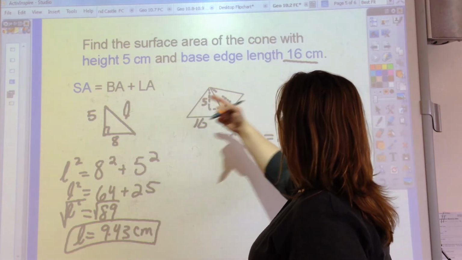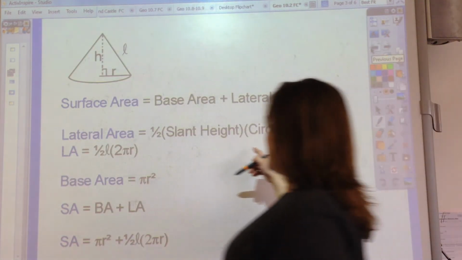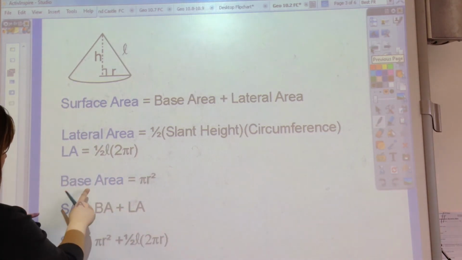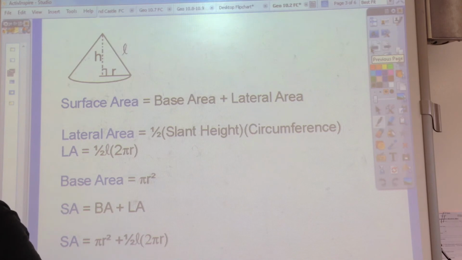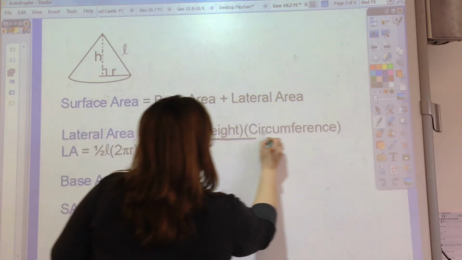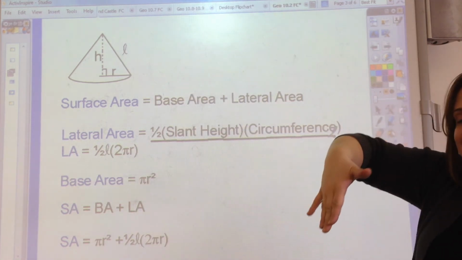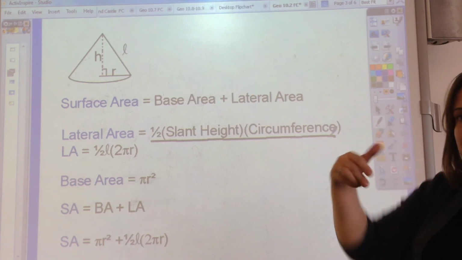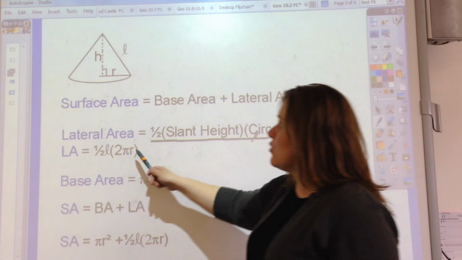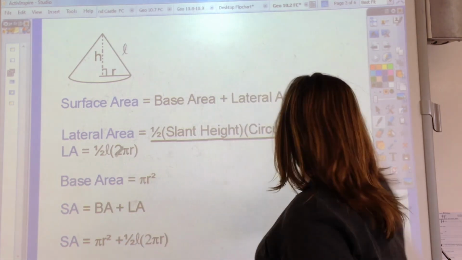Plus the lateral area. If you have your lateral area written down, the lateral area is 1/2 the slant height times the circumference. There we go. This is the one we're going to use. We could, for the lateral area, find the area of the 4 triangles and add them together, but this formula is going to be a little quicker. Notice that when we're using a cone, your circumference is always 2 pi r, but here it's different.